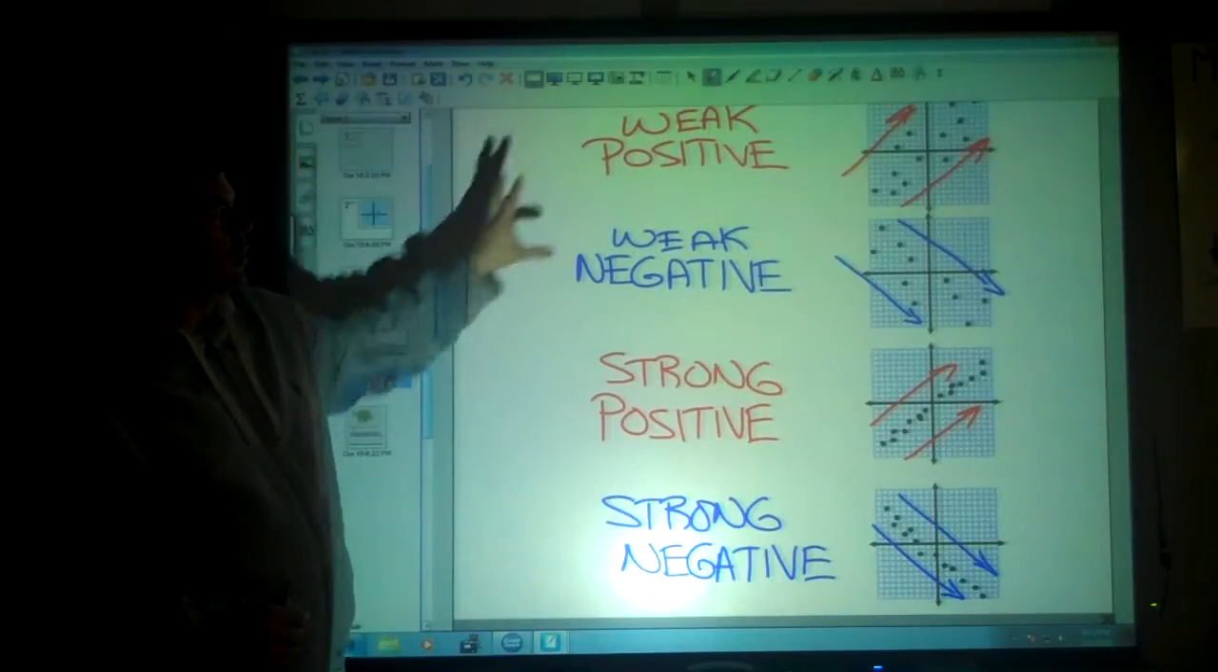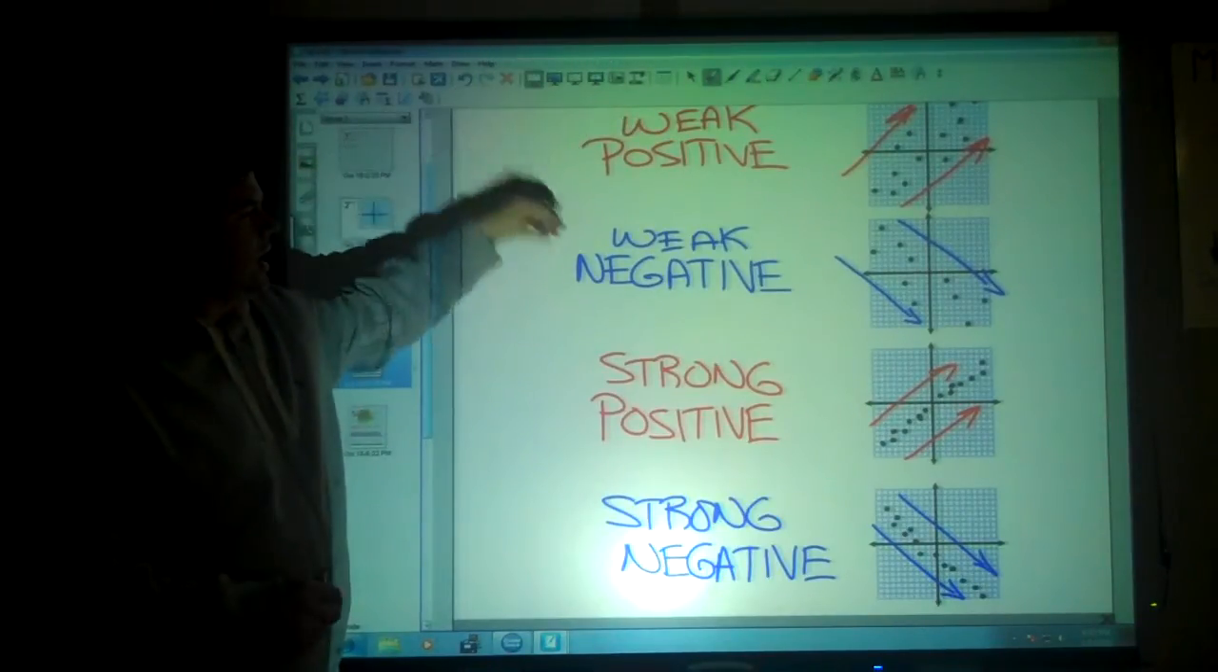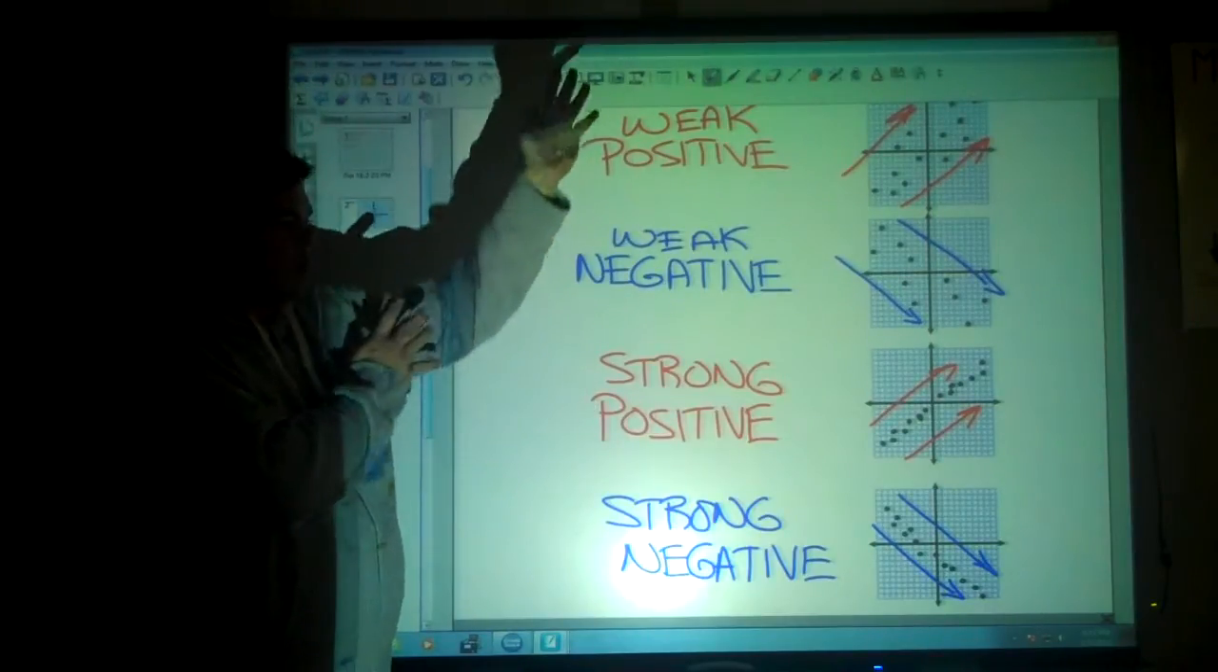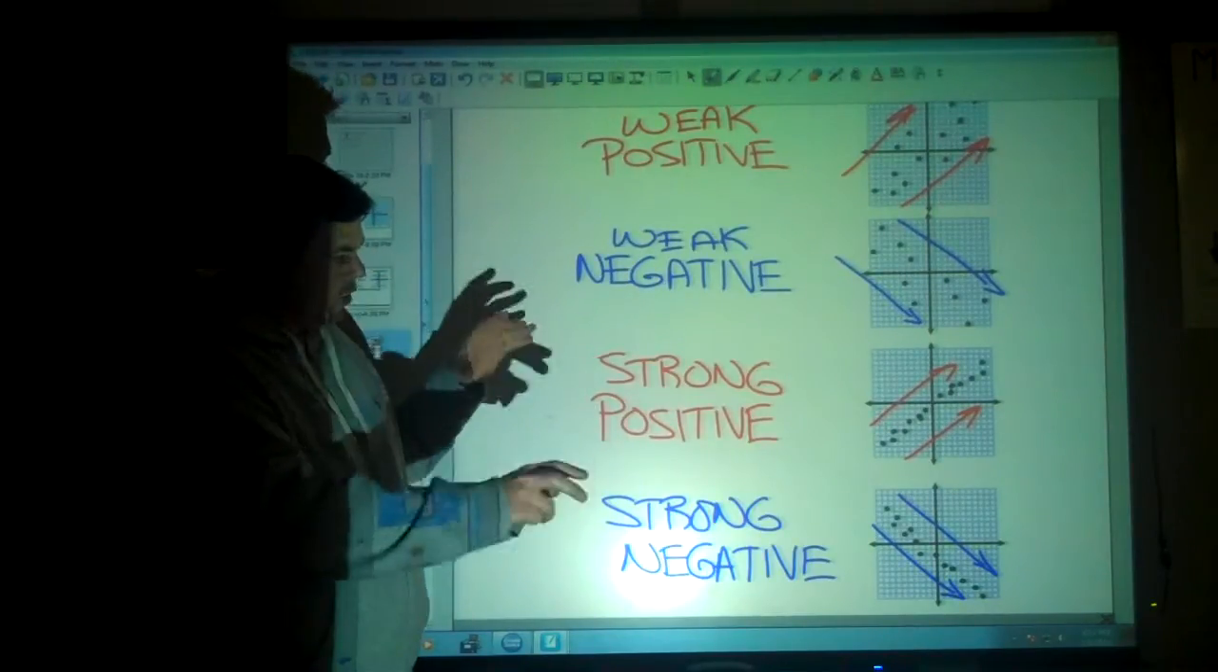So there you have 4 different scatter plots. Weak positive, they're going up but more scattered. Weak negative, they're going down but more scattered. Strong positive, a little tighter going up, and strong negative, tighter going down.